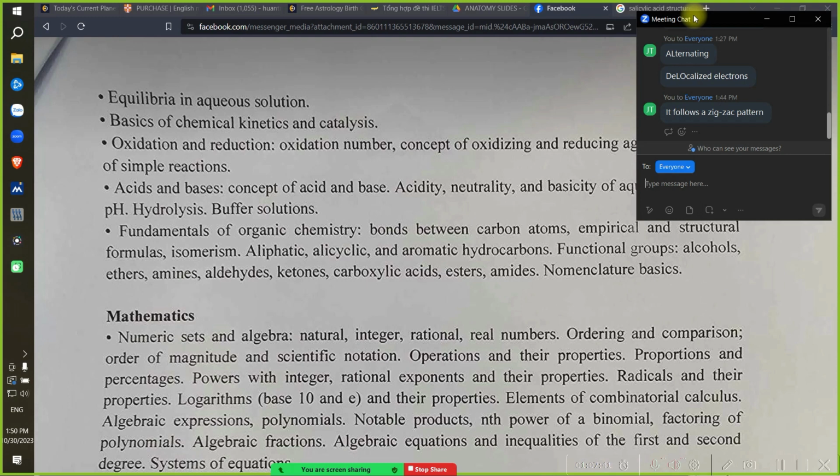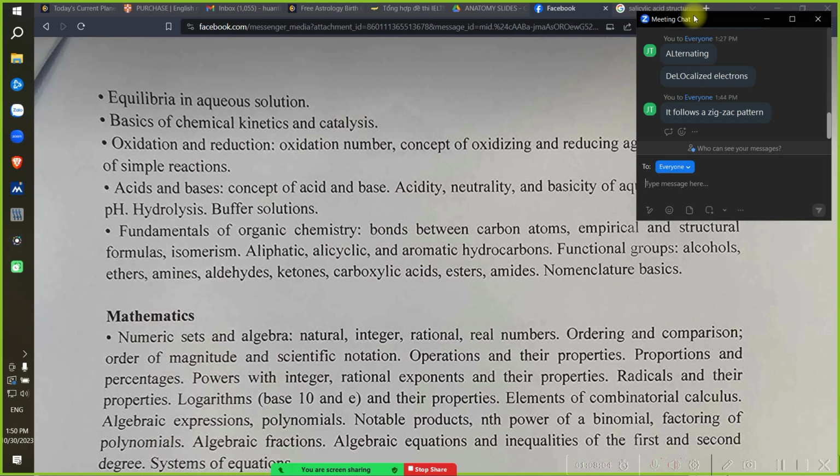Aldehydes and ketones, if you oxidize them one more step they become carboxylic acid, but if you reduce them they go down to alcohols. Yeah. Aldehydes and ketones are basically in the middle. If you try to reduce it becomes alcohol. You try to oxidize it becomes carboxylic acid.